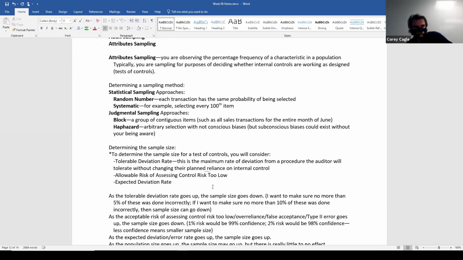So that's systematic sampling. Judgmental sampling approaches: there's a block method where you just grab a big group, like everything that happened in June. That's obviously not a good way to do it. Haphazard is just arbitrary selection with no conscious biases, but there could be subconscious biases. So judgmental sampling approaches are just not a good way to do it.